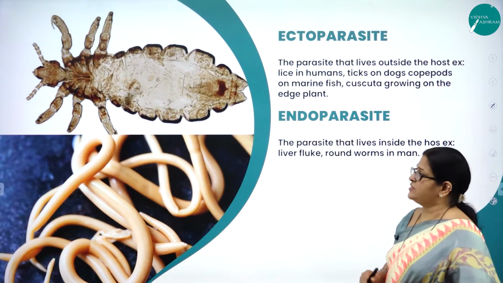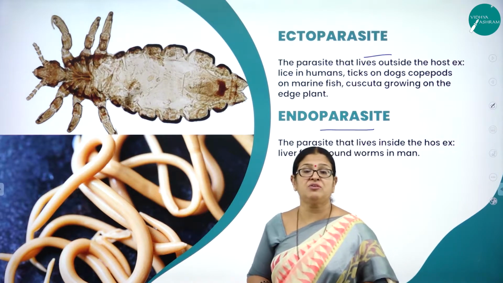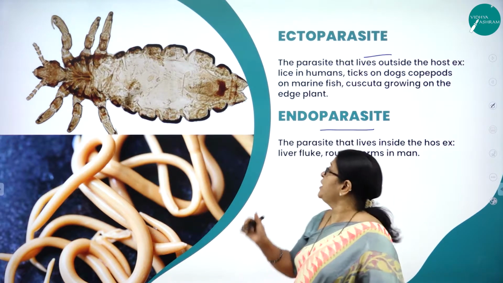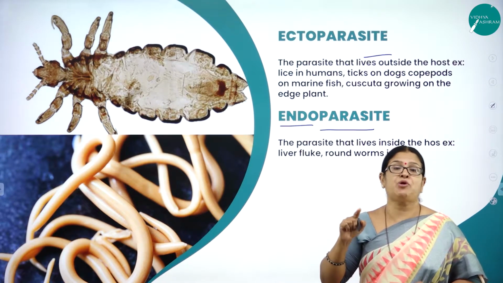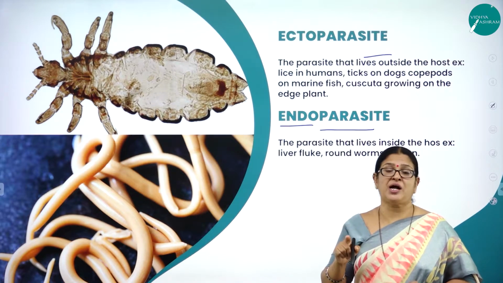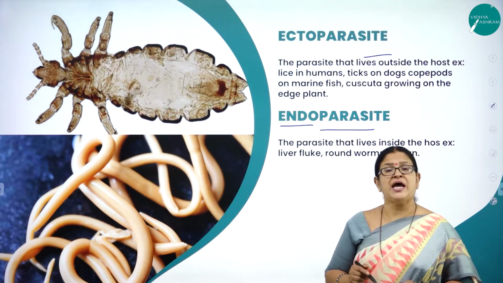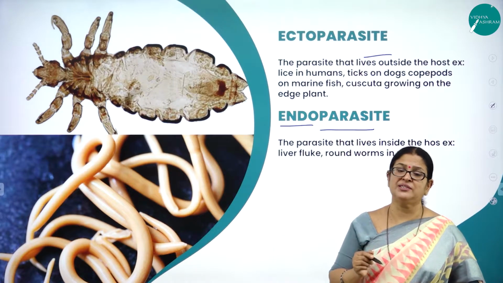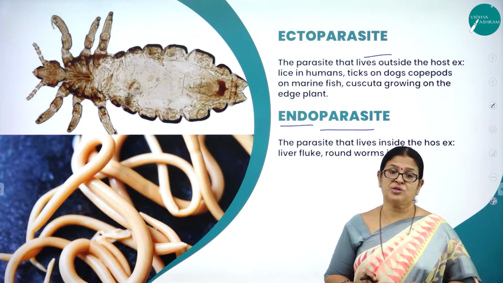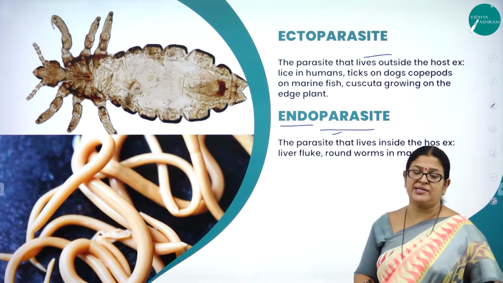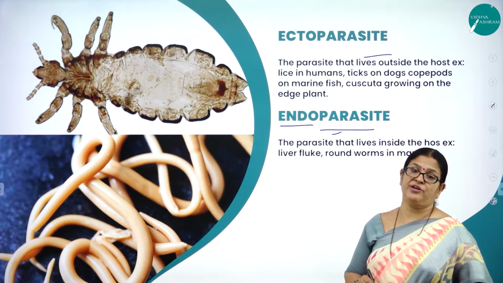What are ectoparasites and what are endoparasites? The very word itself will tell you. Ecto means what? Outside. Endo means what? Inside. The parasites which reside outside the body of the host, that remain attached to the outside of the body of the host, are called ectoparasites. Such ectoparasites will have certain adhesive organs like suckers to attach themselves to the host body. Endoparasites are those parasites which reside inside the body of the host.